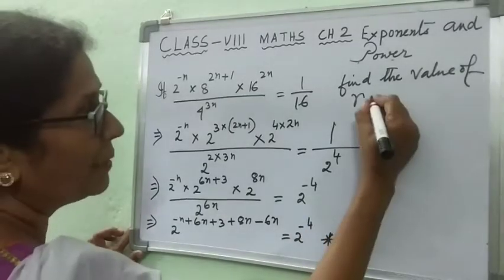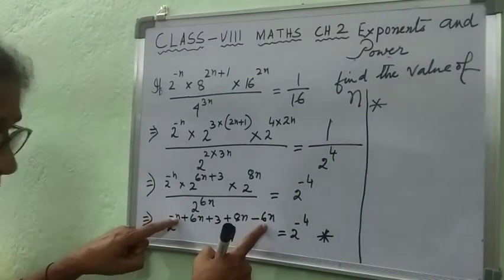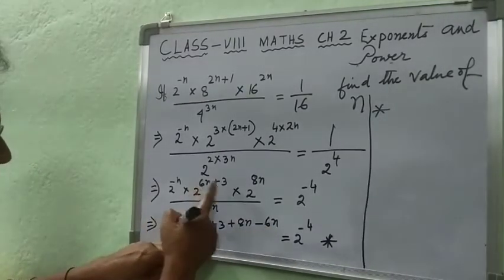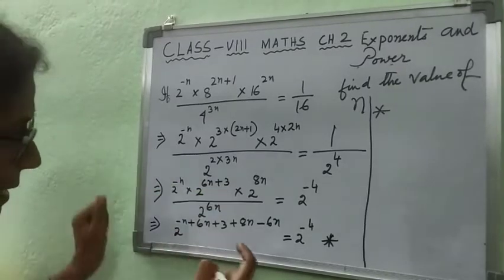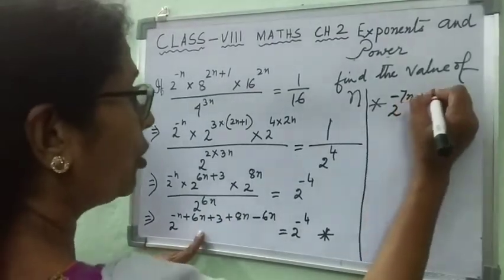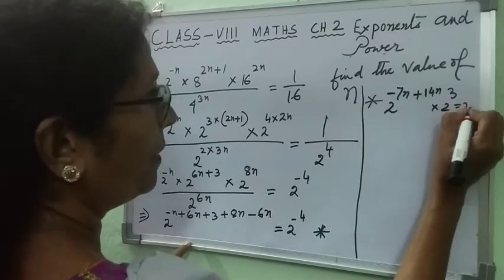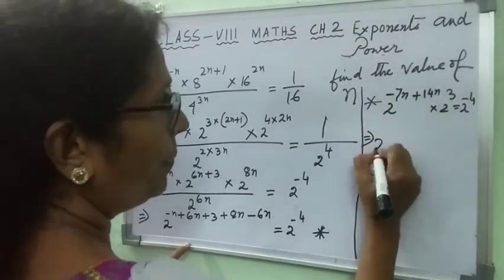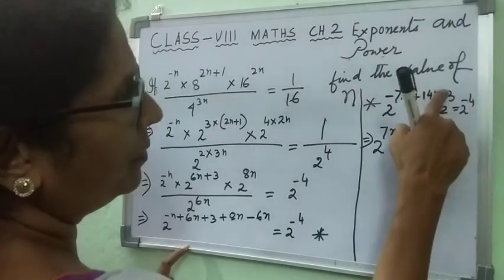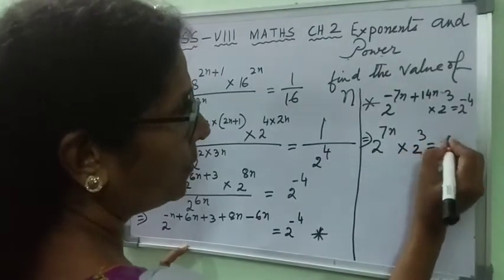Now this part I am solving here. This value is negative, so minus 7 added, this negative value added, and sign will be minus 7, and these all values are positive. Then here this power is also without n. So here you see 2 to the power minus 7n plus 14n into 2 to the power 3 is equals to 2 to the power minus 4, is equals to 2 to the power 7n into 2 to the power 3 is equals to 2 to the power minus 4.